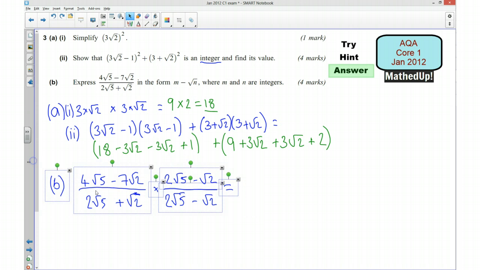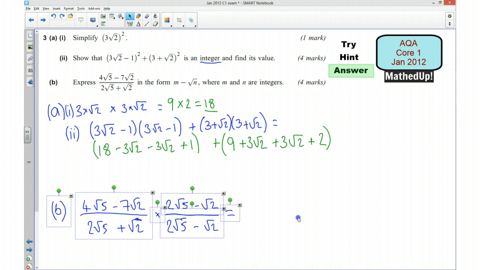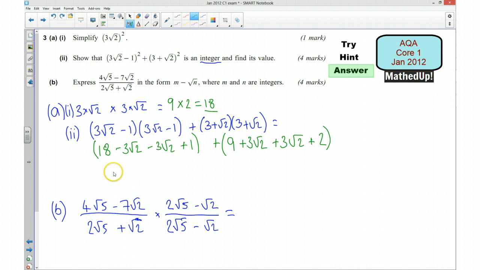Okay, right, so just move that down. We can now simplify this here. So I've got 18 and 1, so that's going to give me 19. And take away 3 root 2, take away 3 root 2, altogether that's take away 6 root 2, plus, and we've got 9 and 2, which is 11, and then we've got plus 6 root 2.